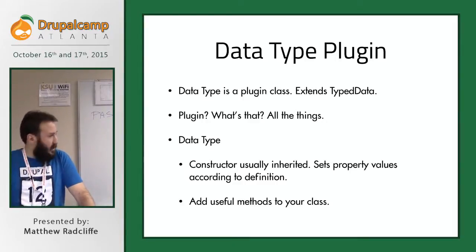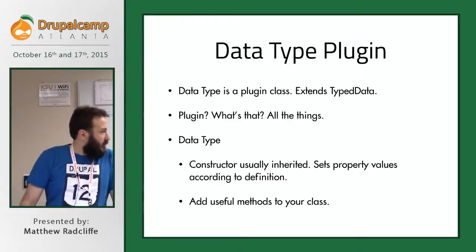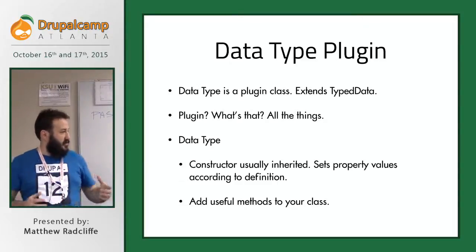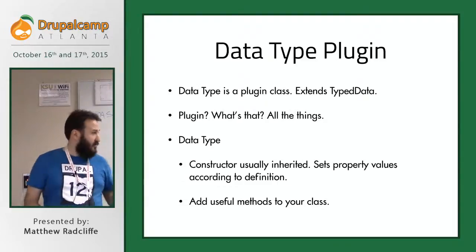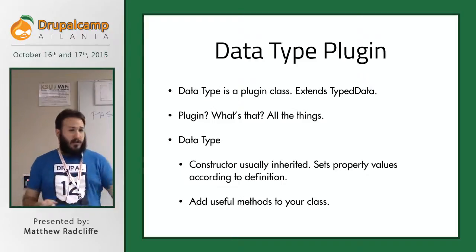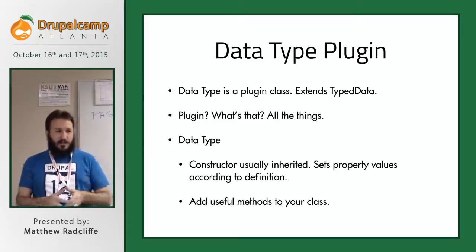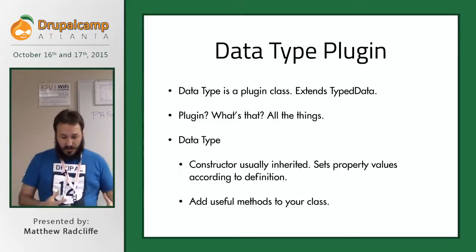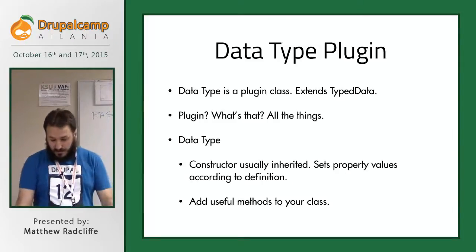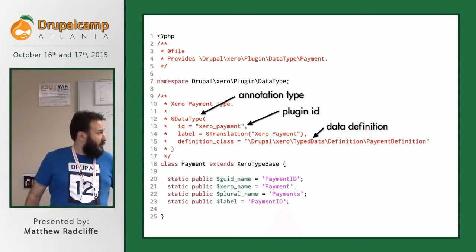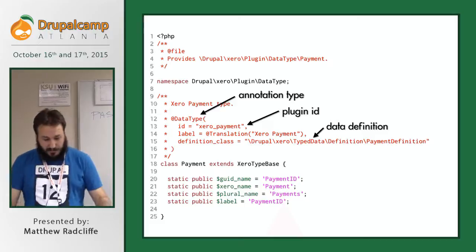So a data type has a constructor, which is wrong in PHP. We don't have constructors. We have initializers. It's usually inherited. It's got setters for property values, getters, and so we can start expanding upon a data type class to add some useful methods. So what does that look like? A data type plugin looks like this.